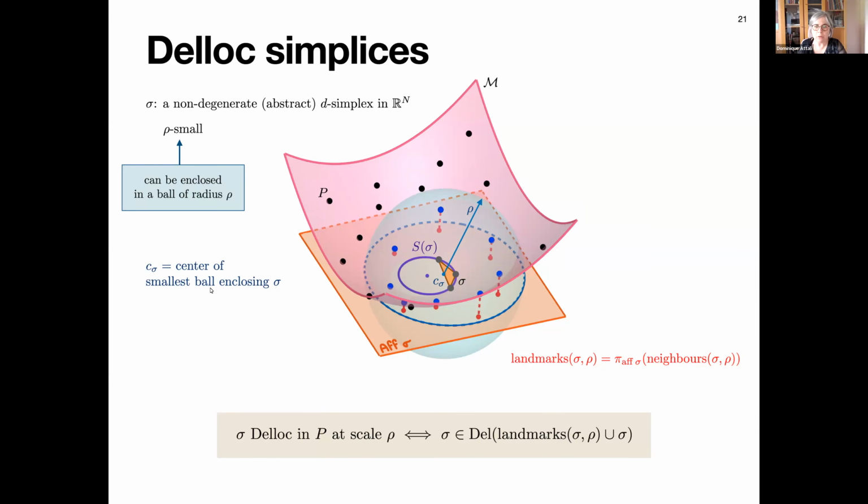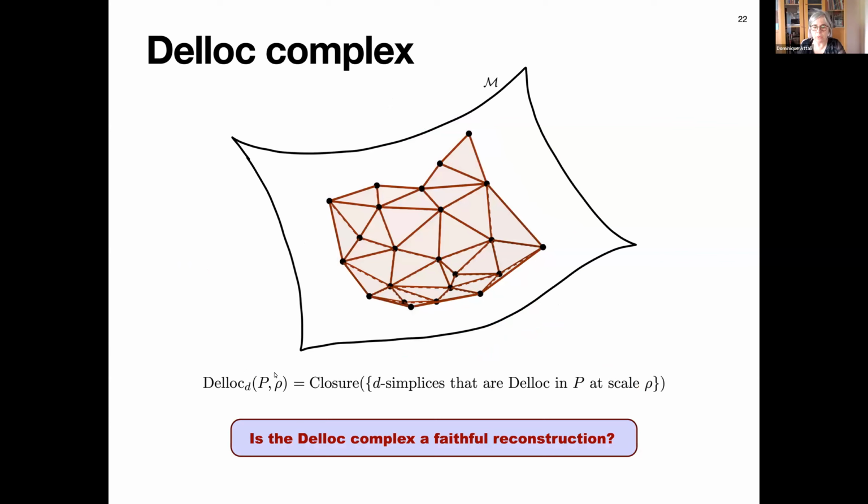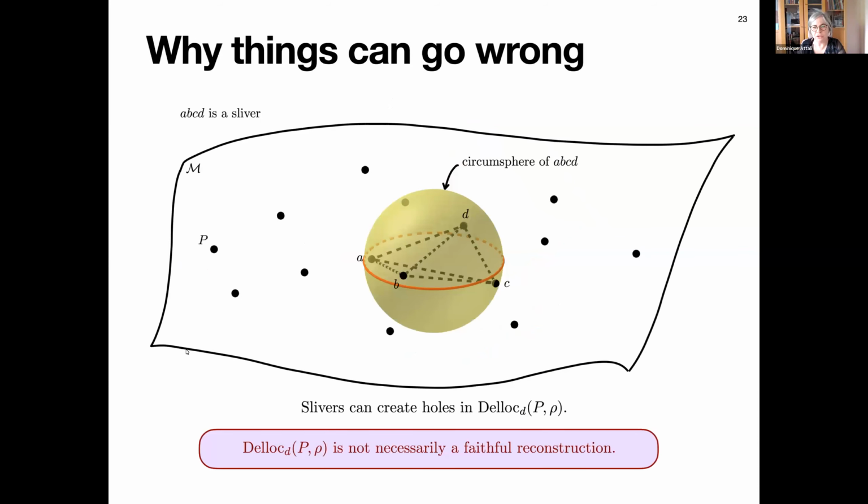And so now the Delloc complex is going to be the Delloc simplices together with all the faces of those Delloc simplices. And so we get a construction, and the question is, is it a faithful reconstruction? Unfortunately, it is not always, because of slivers that may appear. So let me explain this.